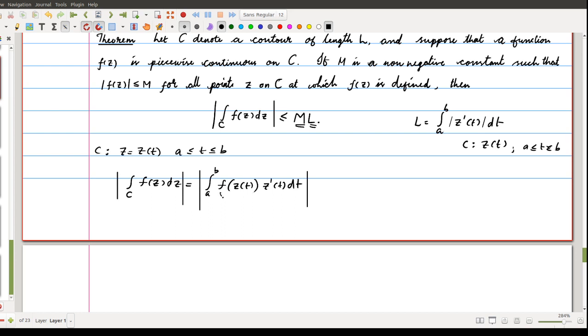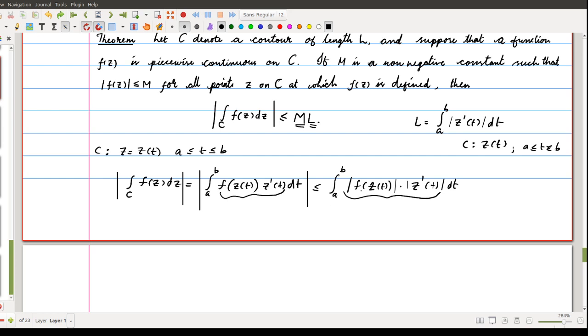If you observe the integrand, it is a complex valued function defined on an interval. So we can make use of the lemma we proved just before this theorem, which says that this is always less than or equal to the integral from a to b of the modulus of f of z of t times the modulus of z dash t dt. Now what does this modulus stand for? We know that z of t is a point on C, and f attains a maximum value of M.